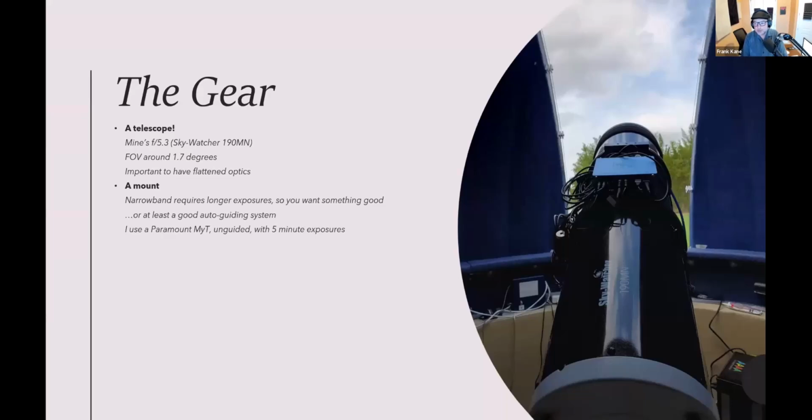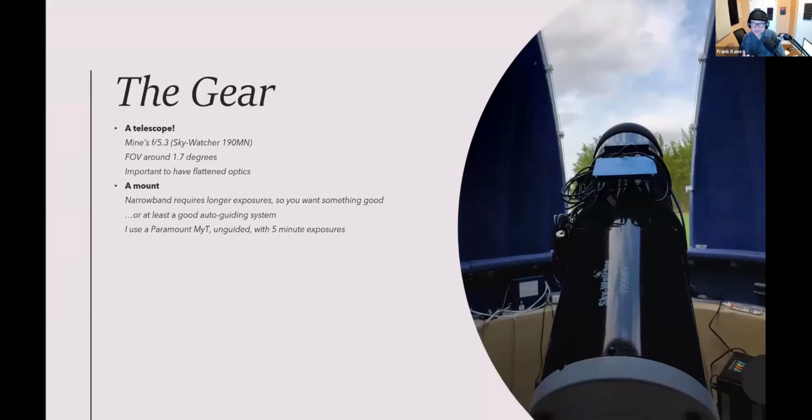And like I said, you need to have a good mount. So you do need to do longer exposures for narrowband imaging because they are narrower filters. They take more time to collect light through them. So you want something good, or at least a good auto guiding system. Personally, I use a Paramount Mighty mount from Software Bisque, which is a pretty high-end mount, sells for around $5,000 or $6,000. And with that, I can actually run unguided for 5-minute exposures and get away with it, usually.